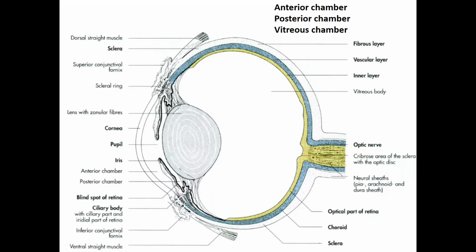So if there is an imbalance and there is a blockage and little reabsorption, that results in an increase in the intraocular pressure, and that is known as glaucoma, which is a pathology here. So these are the three chambers, and you see that they have different functions and different structures filling them up.